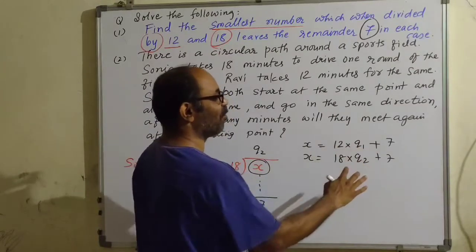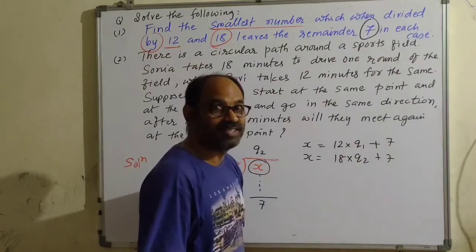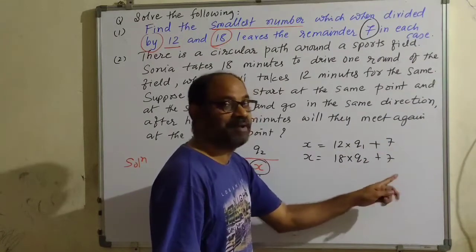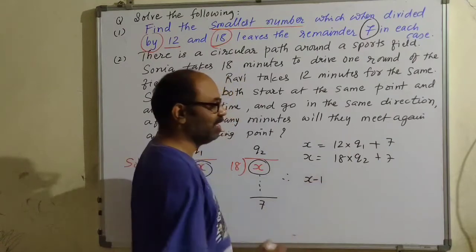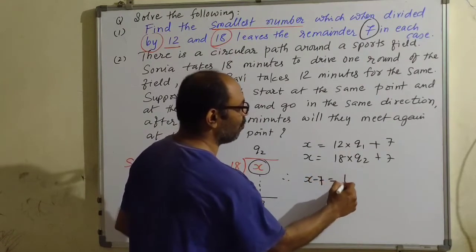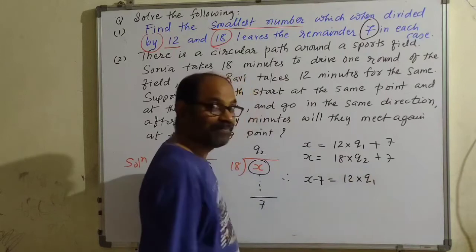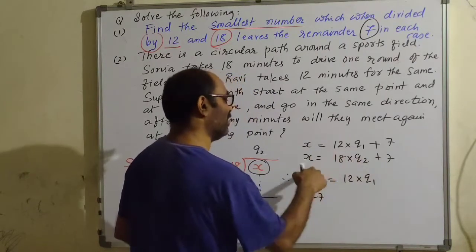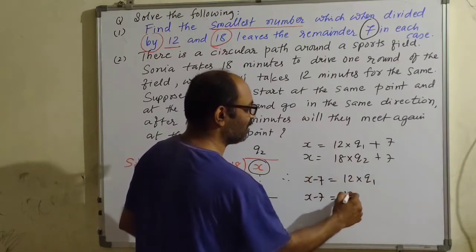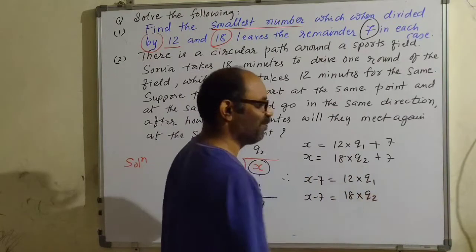Well, we want only the product. Your remainder is not 0. So I am carrying those remainders, plus 7, on the other side. Therefore, x minus 7 is equal to 12 into q1. Here, in the second case, x minus 7, that is also x minus 7, is equal to 18 into q2.